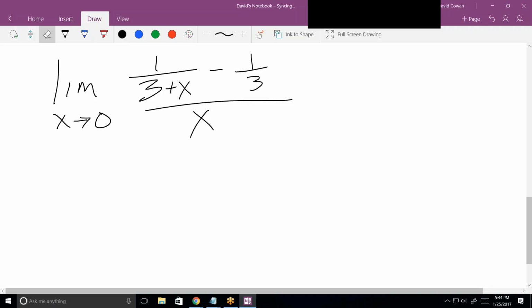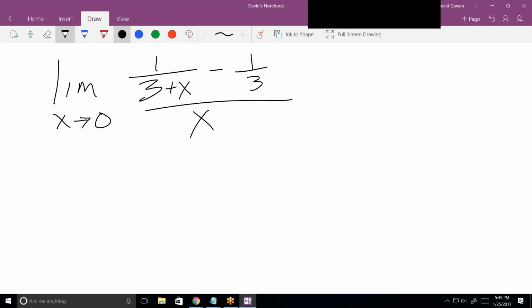And so I don't really want to multiply by the conjugate. Not sure that would help. Let me think for a second. If I multiply by the conjugate, I don't believe I can cancel anything out. It might work, but that's not the technique I would use. In other words, I'm looking for a common denominator, and I'm going to operate on the numerator.